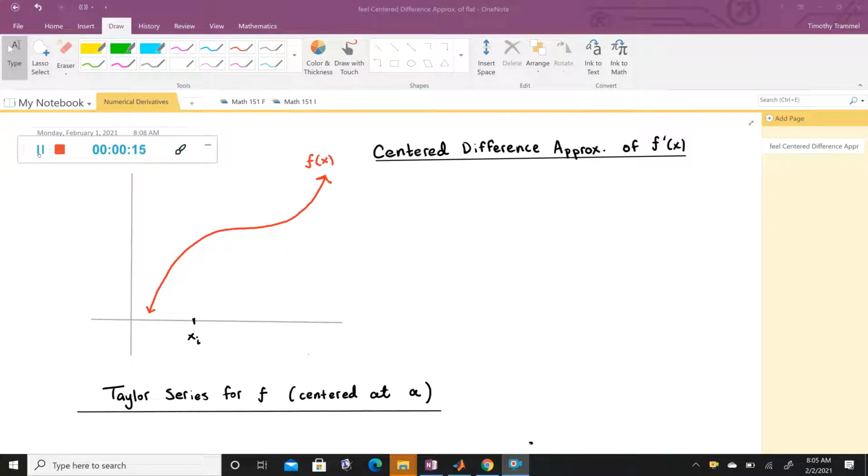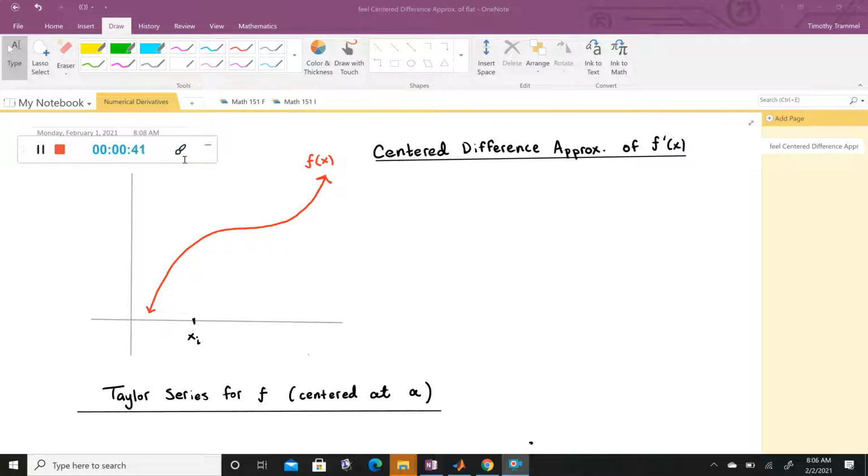We are going to take a quick break from looking at linear systems to looking at some basic differentiation formulas, and these are going to be numerical derivatives, meaning we're just going to be approximating our derivative. Okay. And so the first one we're going to look at is the centered difference approximation of the first derivative.